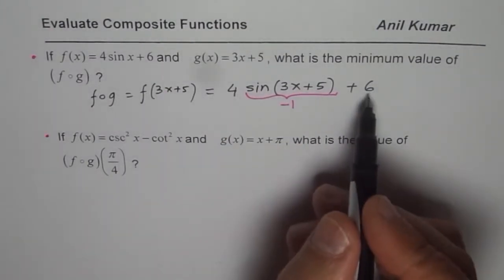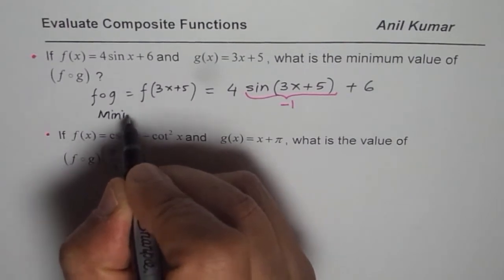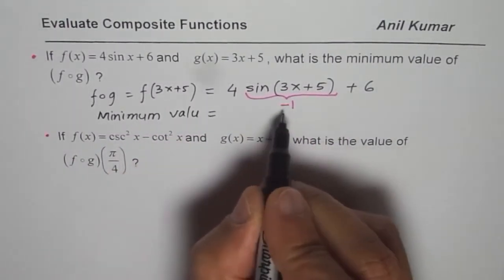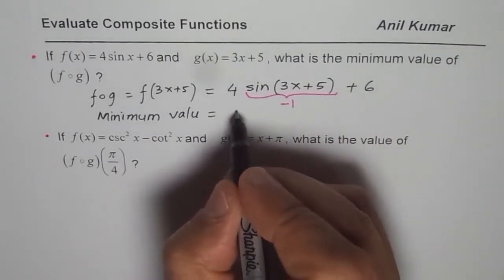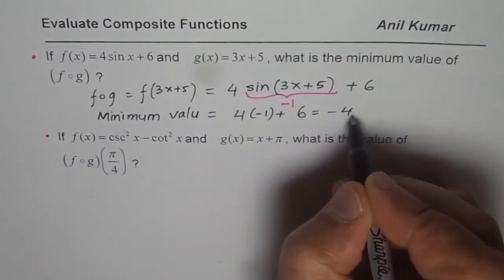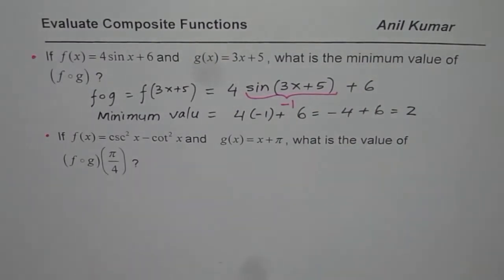These two are constants. So we can say from here the minimum value should be, so we are taking minus 1 for sine x, whatever the sine argument is. So 4 times minus 1 plus 6, which is minus 4 plus 6, and that is 2. So for this function, the minimum value is 2. So that is how you can find it.